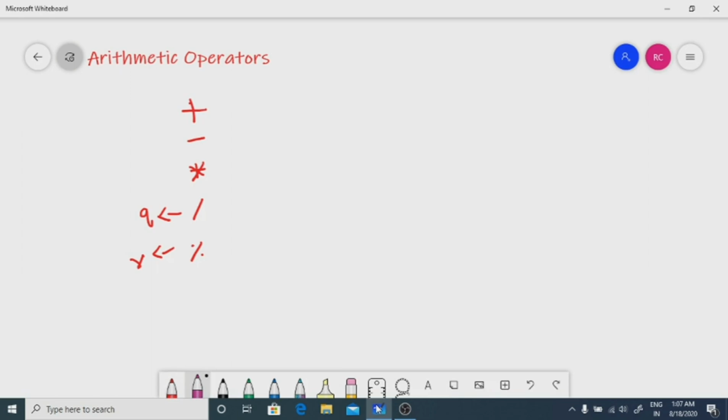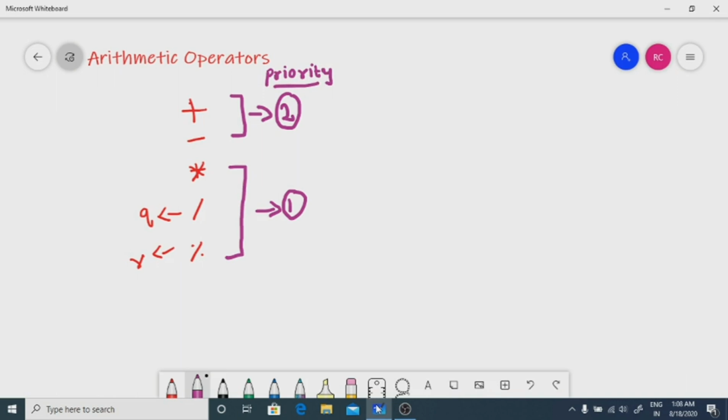Now let us discuss the priority of these operators. Star, slash, and modulus, these operators enjoy first priority. Plus and minus, they enjoy second priority. So, priority.